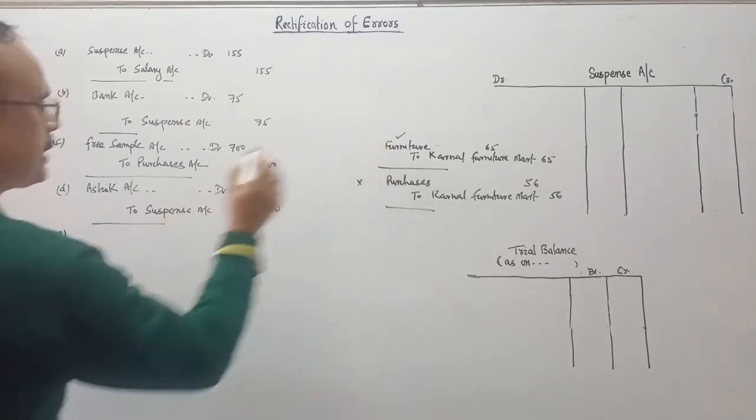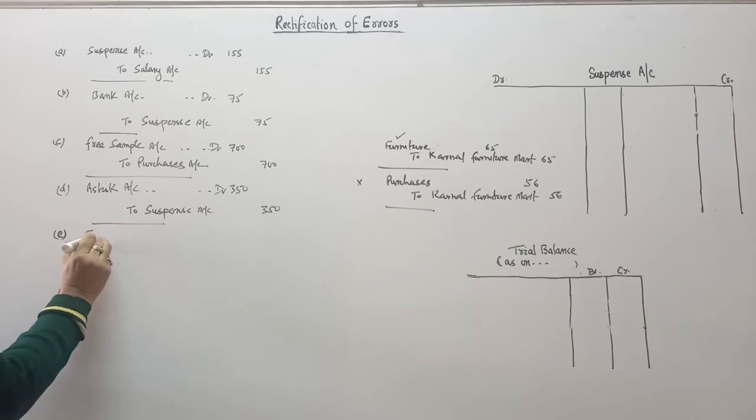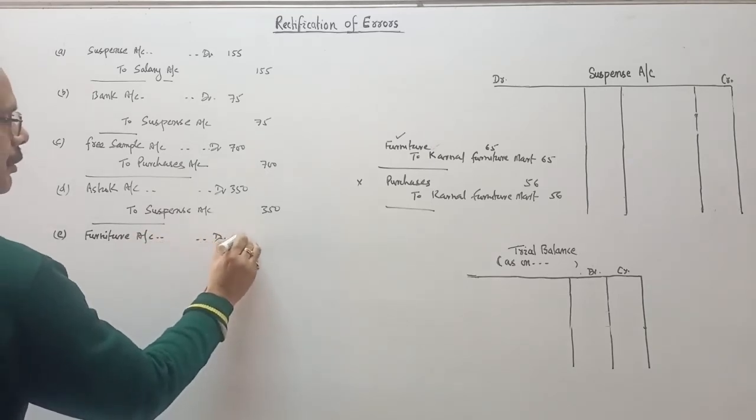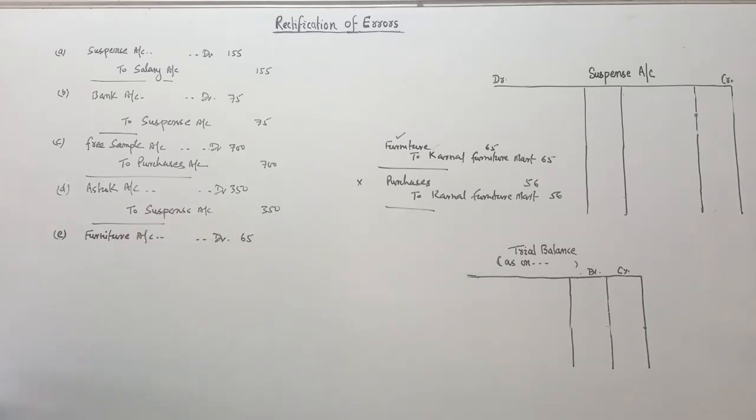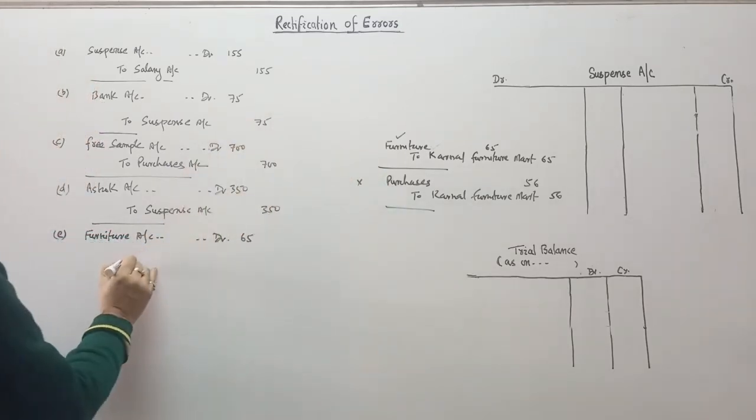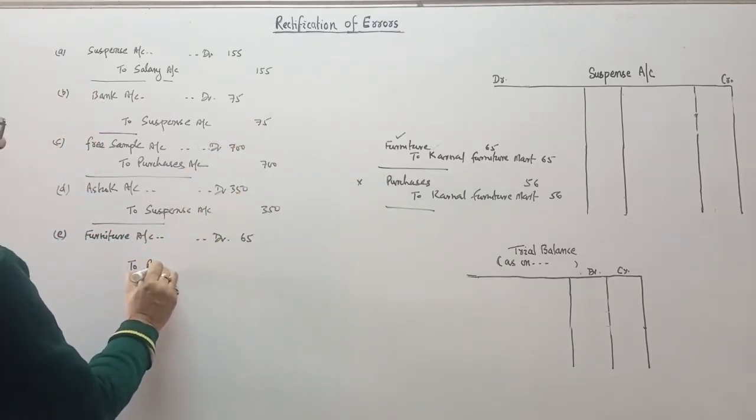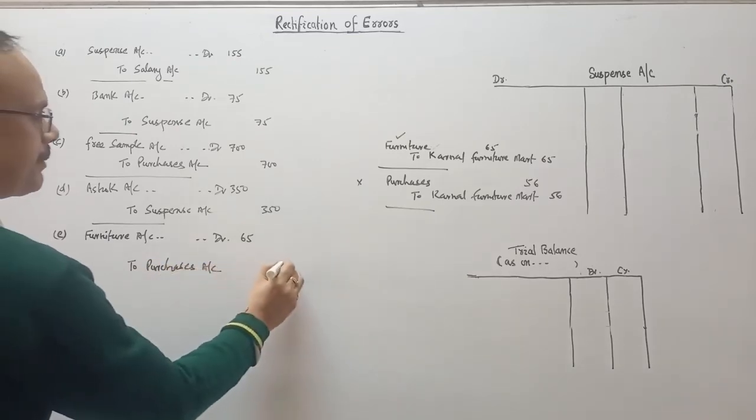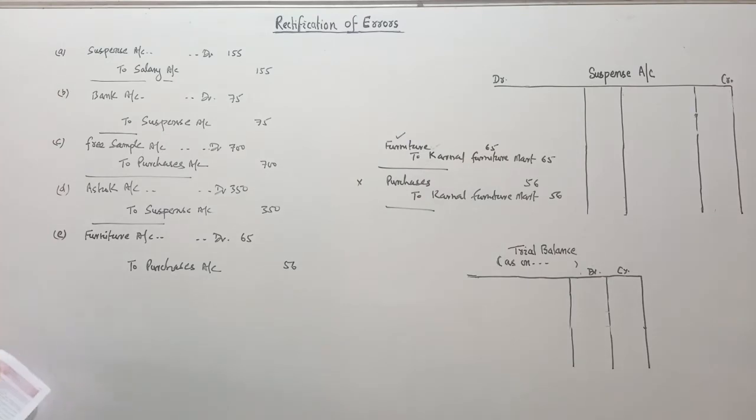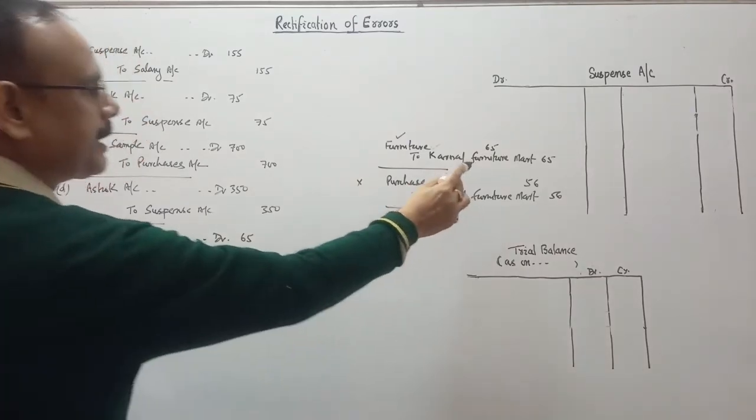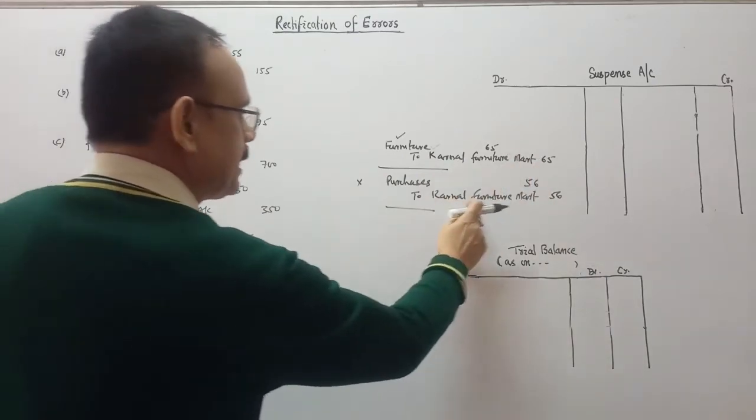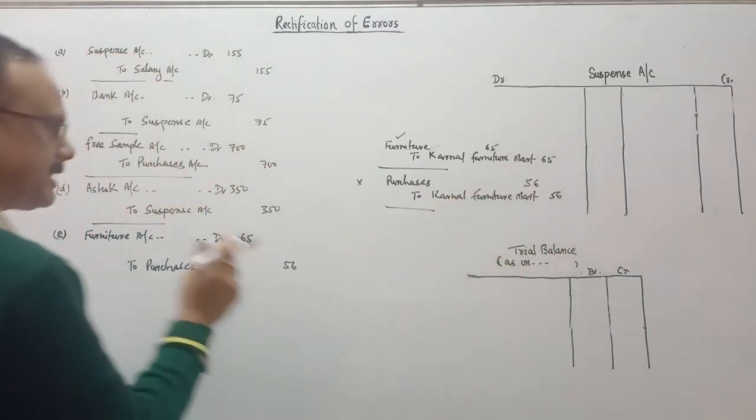What you will do: you have to debit the furniture, because you have to place the right account at the right place. So furniture is debited by 65. Purchase you have to cancel, because purchase is wrongly debited, so you credit the purchase account by 56. Karnal Furniture Mart has to be credited by 65, but it is credited by 56, so it is less credited.